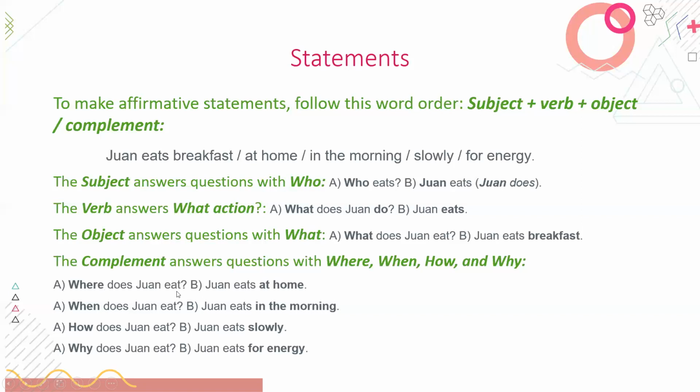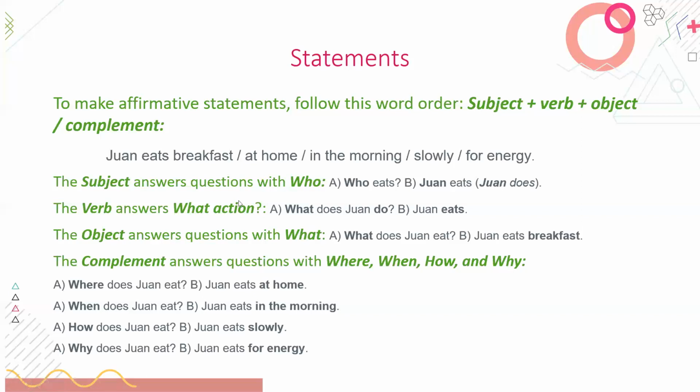Where does Juan eat? Juan eats at home. When does Juan eat? Juan eats in the morning. How does Juan eat? Juan eats slowly. Why does Juan eat? Juan eats for energy. So where asks about places, when about time, how about descriptions, and why for causes, reasons, and purposes.